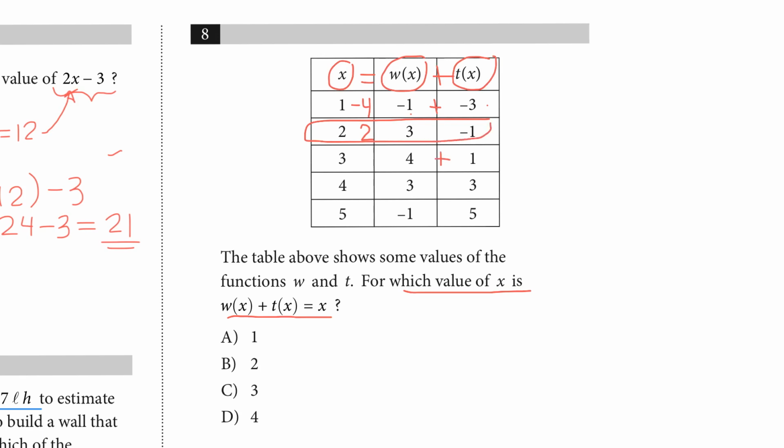4 plus 1 is 5. That's not going to work. That one was wrong. 3 plus 3 is 6. That one's not going to work. Negative 1 plus 5 is 4. And so I'm just showing you that this is the only one that works.